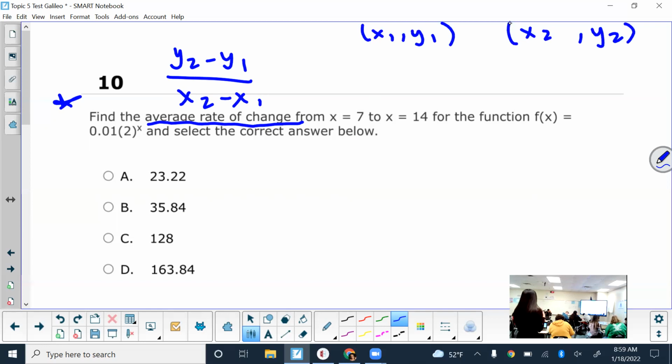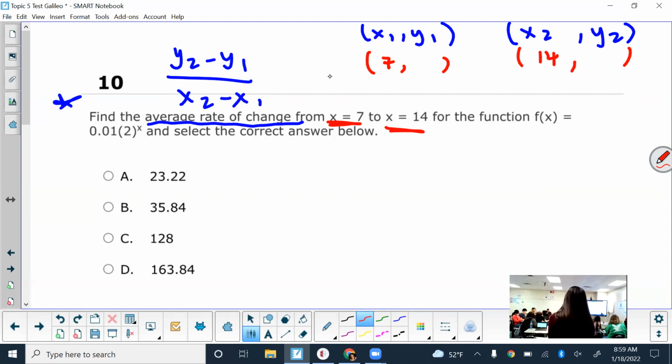Now, it doesn't give me a table with coordinates already there. It doesn't give me a graph, but it does give me two x values. So those x values are going to be part of my coordinates, so 7 and 14 for the x's. I just need to figure out the y values. But does this setup make sense so far? All right, now how do I find the y values?